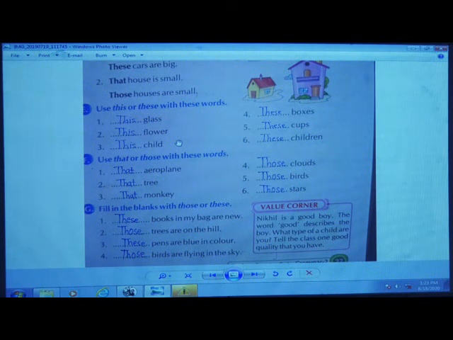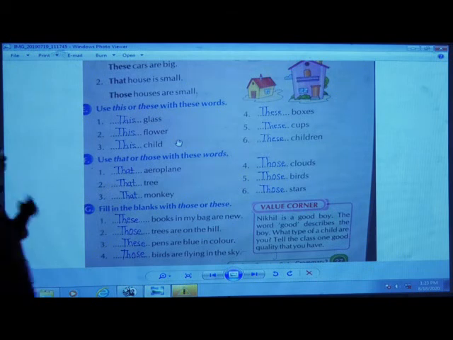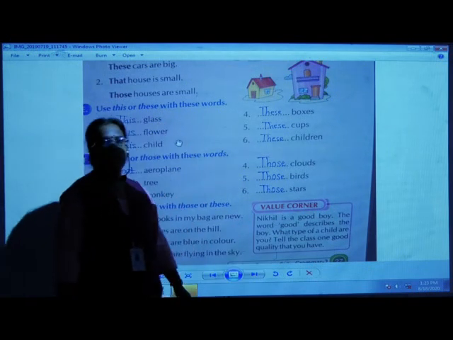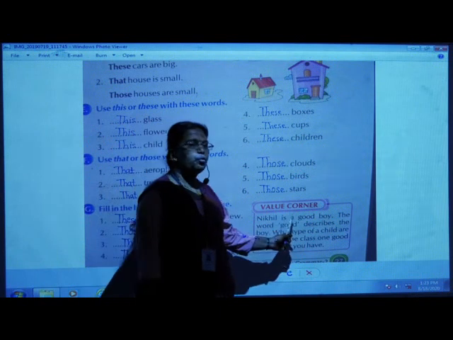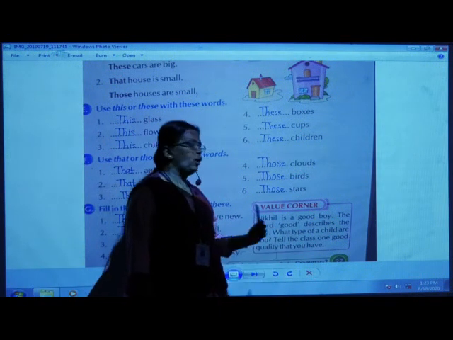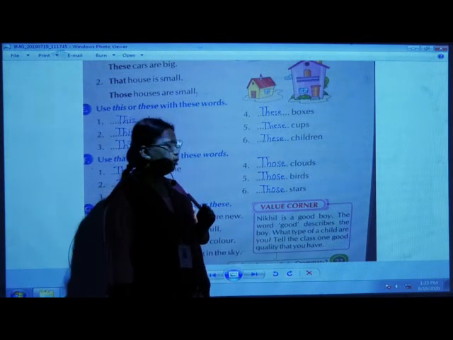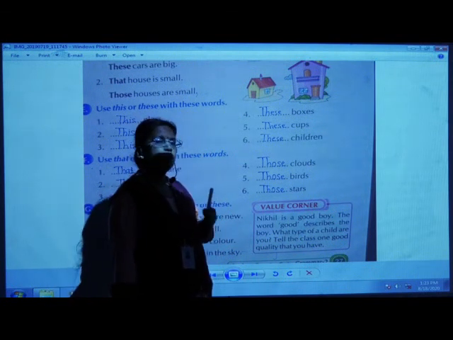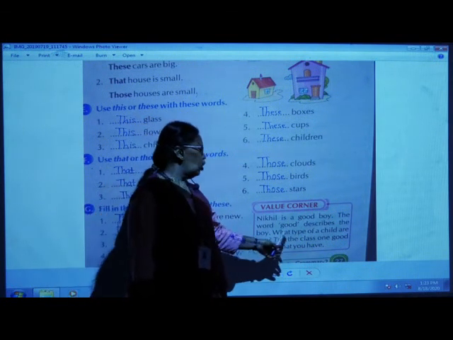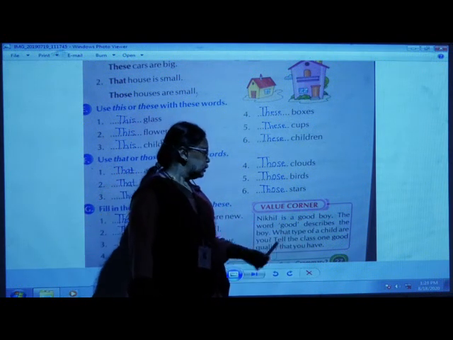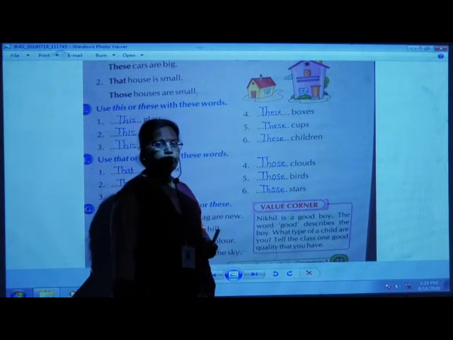Now see a value corner. Nikhil is a good boy. How is Nikhil? He is a good boy. The word good describes the boy. What is the word there? Good. What is it describing? The boy. What type of child are you? Tell the class one good quality that you have.